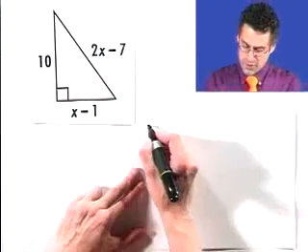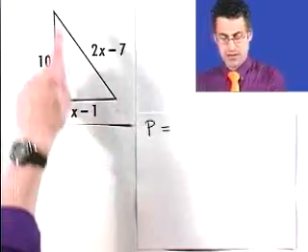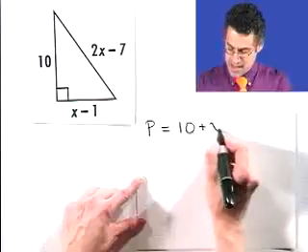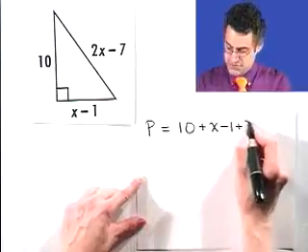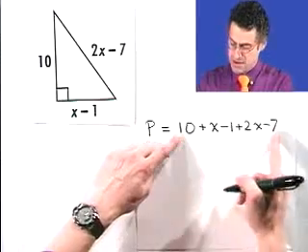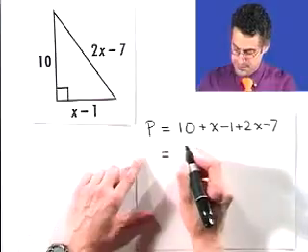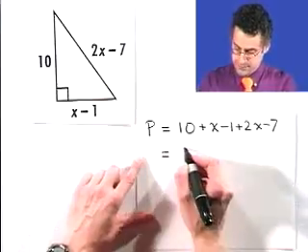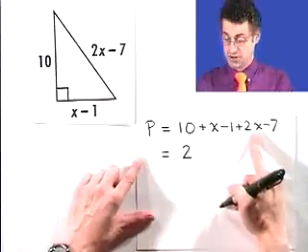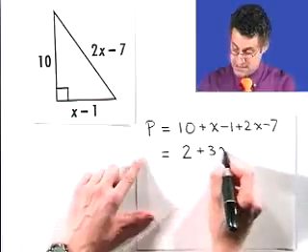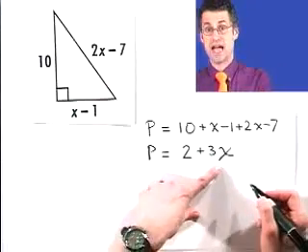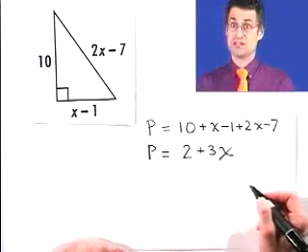So what's the perimeter? Well, the perimeter is just the sum of the lengths, which in this case would be 10 plus x minus 1 plus 2x minus 7. And what does that equal? Well, I have a 10 minus 7 is 3, minus 1 is 2, and x plus 2x, I can combine the like terms, and I'd see a total of 3x. And so I'd see an answer of the perimeter equaling 2 plus 3x. And I'm not given any units here, so I won't put any units here either.